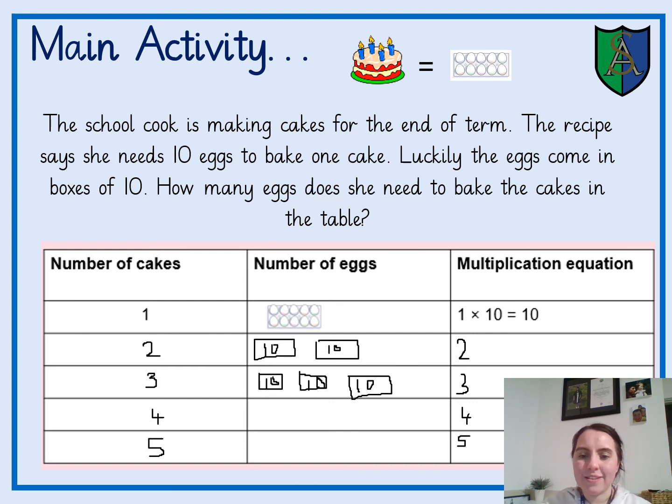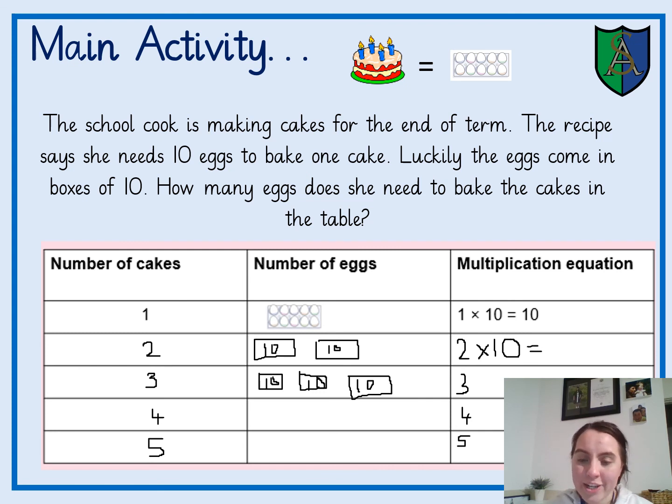So remember we said that we need 1 box of eggs for each cake that we use. Well, you're just going to be doing that in your table. And remember, eggs come in boxes of 10. So each one of these numbers will be times by 10, okay? And then I'll write my equals.